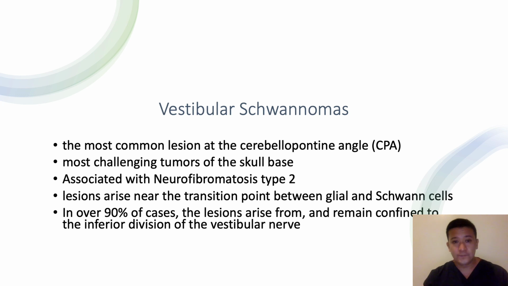Now moving on to our last extraaxial CNS tumor, your vestibular schwannomas. The most common location of vestibular schwannomas is at the CP angle, the cerebellopontine angle, and it's the most challenging tumor of the skull base. Vestibular schwannomas are associated with neurofibromatosis type 2. Lesions arise near the transition point between the glial and Schwann cells. In over 90% of the cases, the lesions arise from and remain confined to the inferior division of the vestibular nerve.